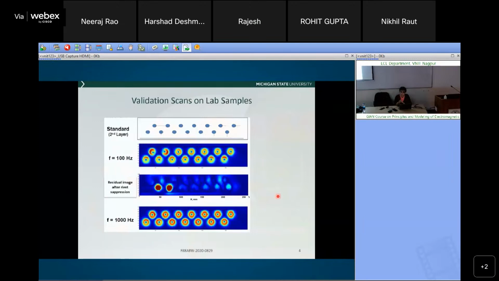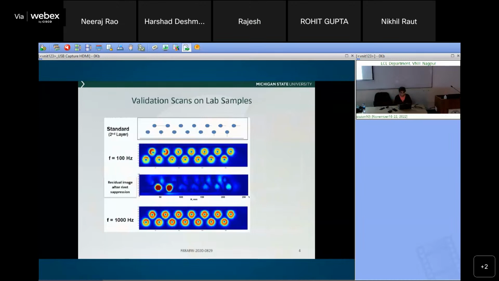But that's how the probe works, right? The probe picks up this normal component. This is where I described how the probe works. This is specifically designed for picking up rivet signals.